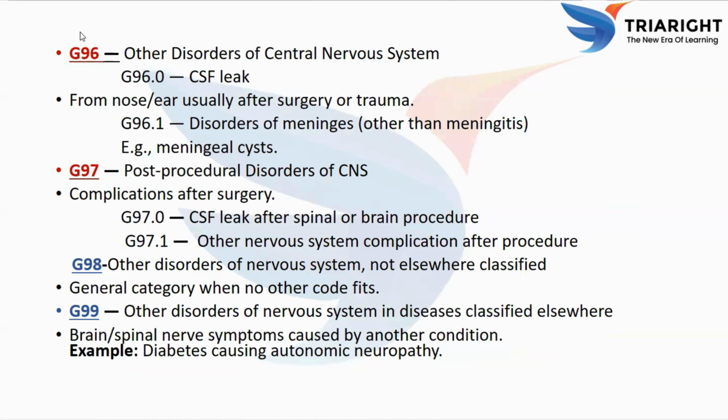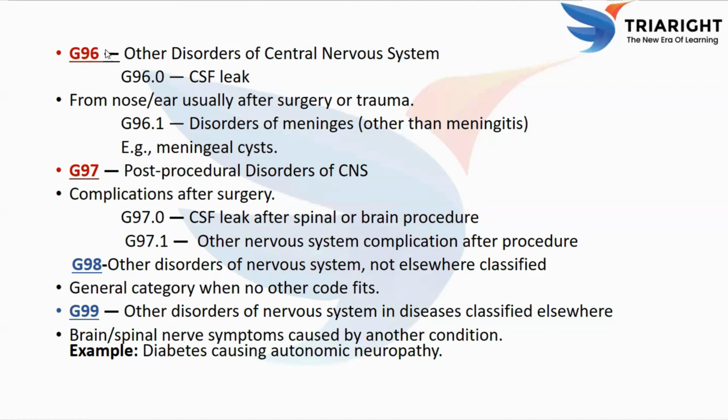So coming to the next code, G96. So what is G96? The other disorders of the central nervous system. So, for example, G96.0 for cerebrospinal fluid leak. So, these are the central nervous system conditions that do not fit in earlier categories. So, G96.0 for CSF leak.